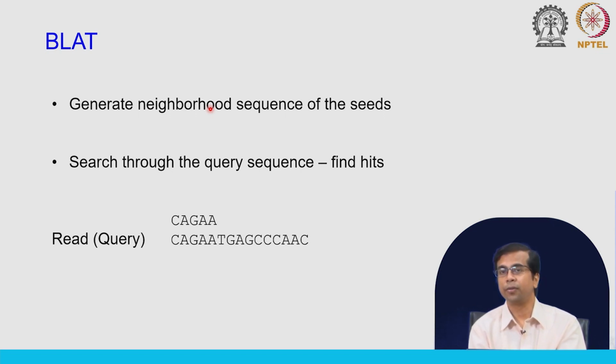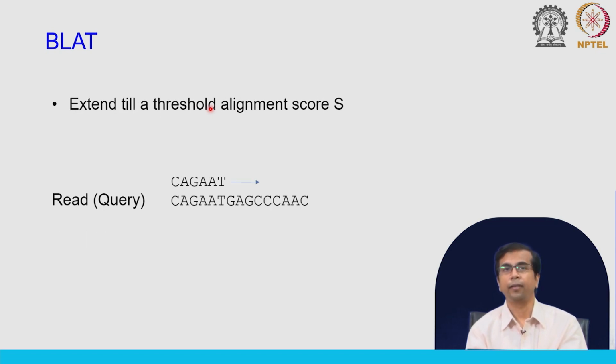So, you should find perfect matches, okay, and you do not have to apply dynamic programming or something else to actually find the number of mismatches, etc. Right. So, once you find this hit, you just extend again till a threshold alignment score S.